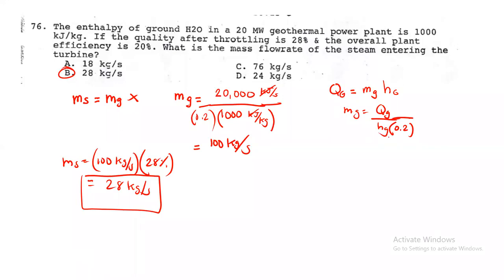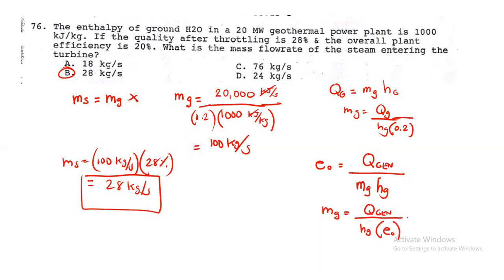So, kaya naging ganyan yan, kaya naging 0.2 yan, from the formula, Q ng generator is equals to, or efficiency pala, or overall efficiency is equals to Q ng generator divided by mass ng fuel or mass ng groundwater times Hg. So, from this formula, kaya naging mg is equals to Q generator over Hg times EO. So, dito nang galing yan. So, efficiency.